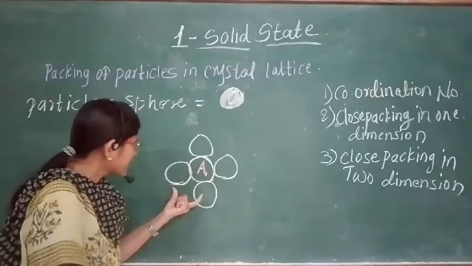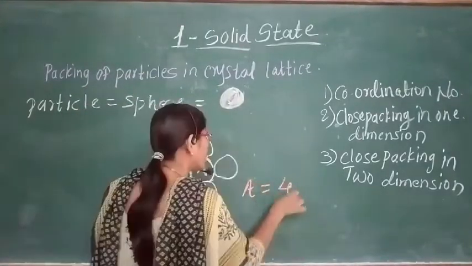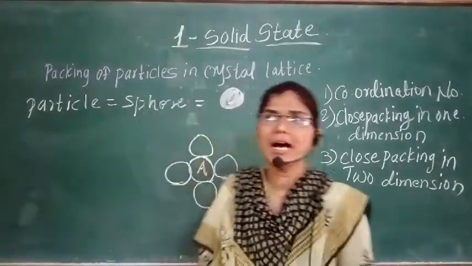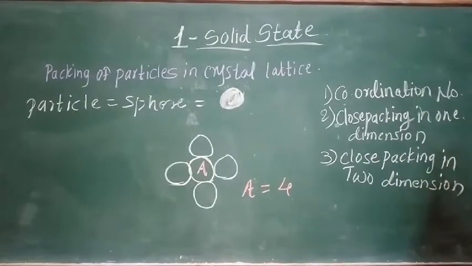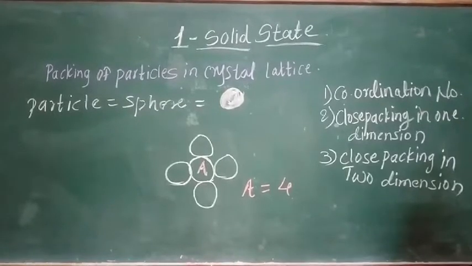So in this structure, what is the coordination number of A? The coordination number of A is 4, because the four spheres touch that single sphere A, and therefore the coordination number of A is 4. The number of neighboring spheres that touch any given sphere is called the coordination number.